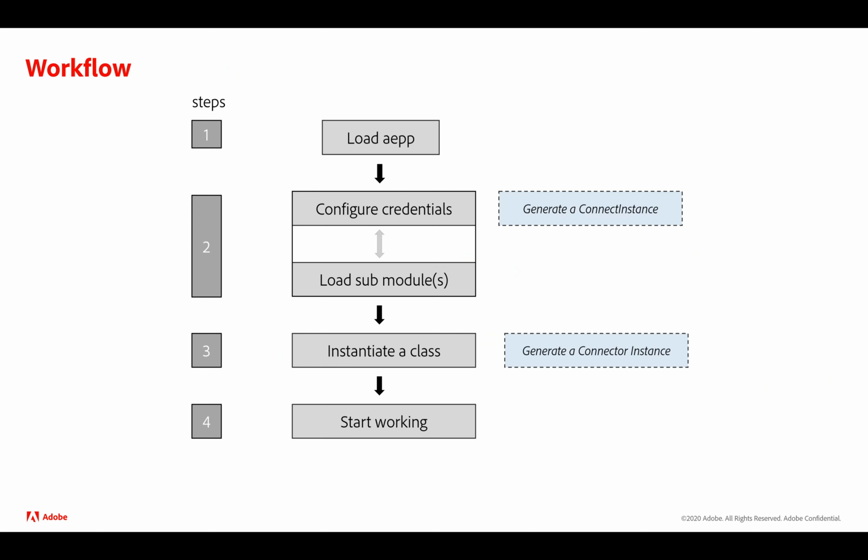The workflow to use aepp is easy. You first load the module, then you can load the submodule or load the credential. The recommended approach is to generate a connect instance to save your configuration in a variable. Then you can instantiate a class passing the variable you have loaded here. And then that creates a connector instance that generates all the tokens and all of the required permissions. And then you can start working with the different methods. So it's a very easy workflow that is repeatable and scales efficiently.